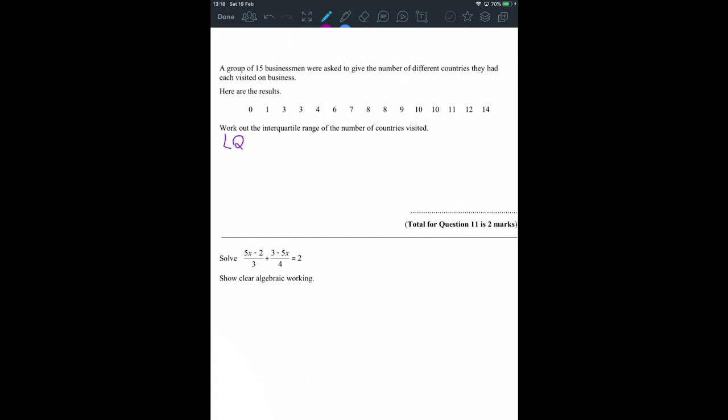So the lower quartile is at 15 plus 1 over 4. So that's the fourth value. The fourth value is that 3 there. That's our lower quartile. The upper quartile is at 3 lots of that, is at the 12th. So that's our 4th, 5th, 6th, 7th, 8th, 9th, 10th, 11th, 12th. Is that one there? Equivalently, I could have counted 4 down from the top, and that would be symmetrically equivalent. So the interquartile range, the IQR, is the difference between them, which is 7.